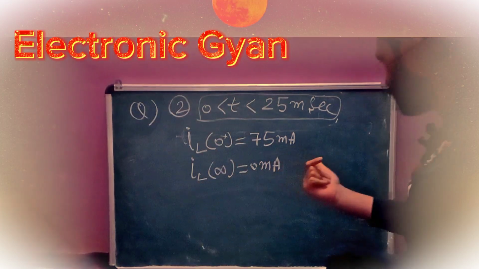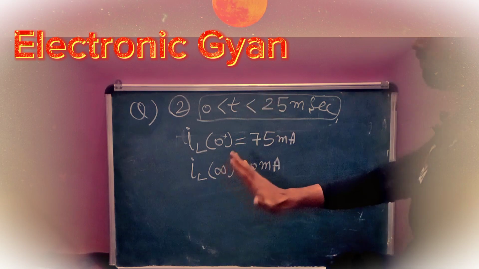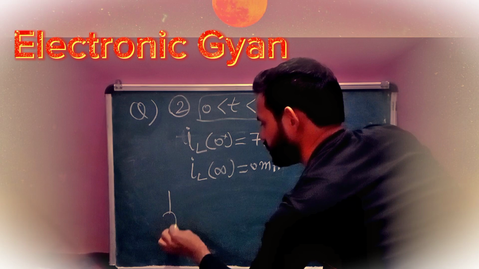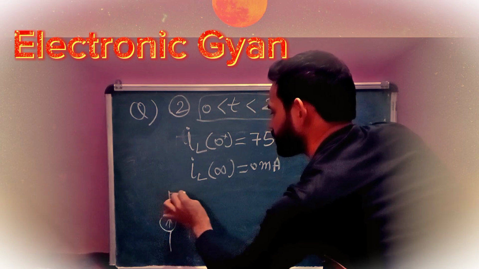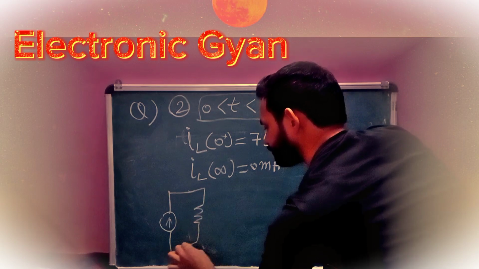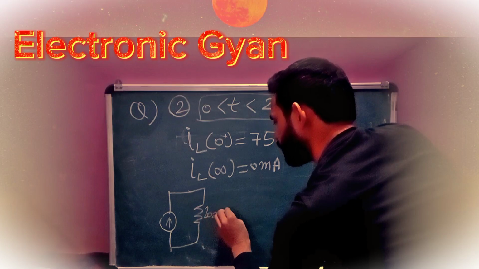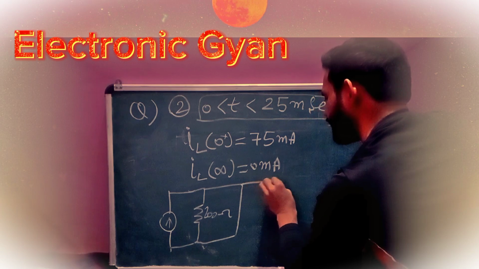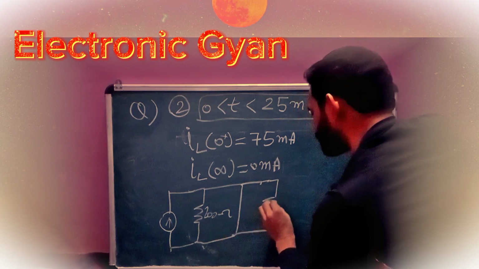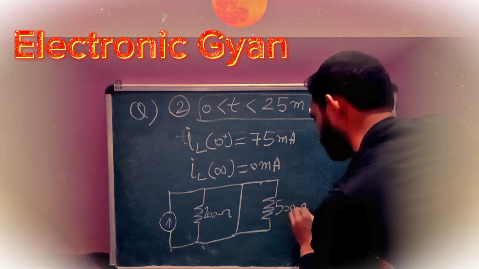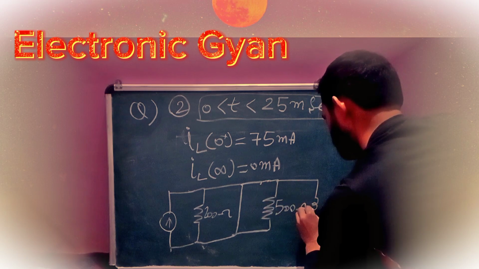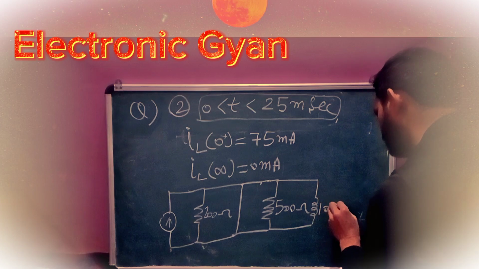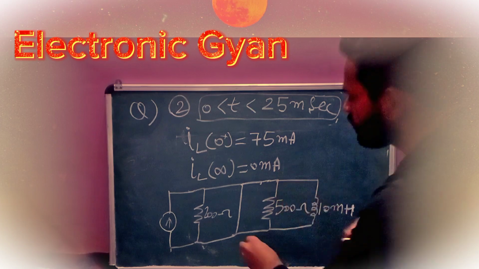How do we find the time constant for this duration of time? If you see here, this is my current source, and this is my resistance of 200 ohm, and here is my physical short, and this switch is on, and here is a resistance of 500 ohm, and this is my inductance of 10 millihenry.